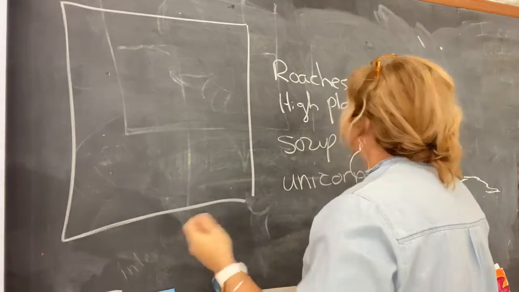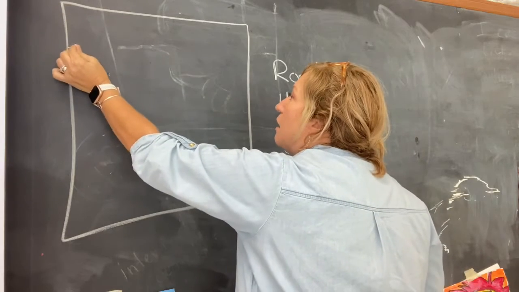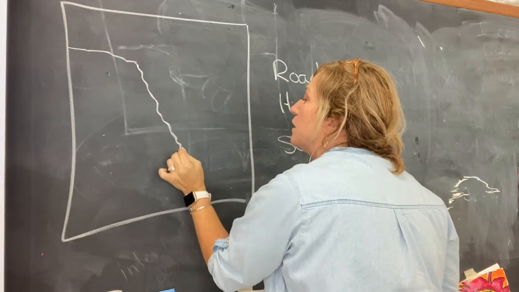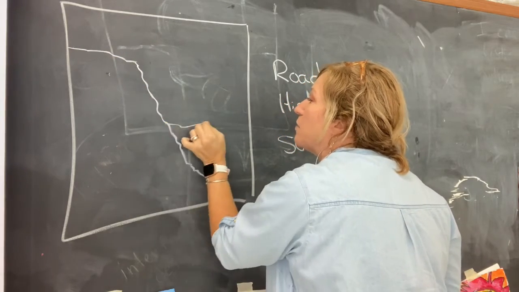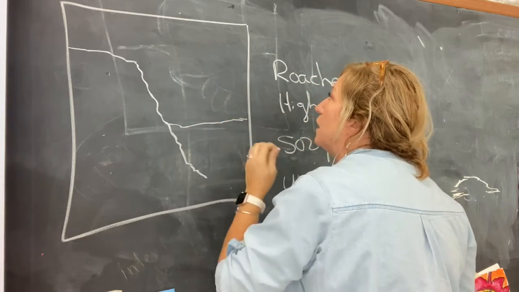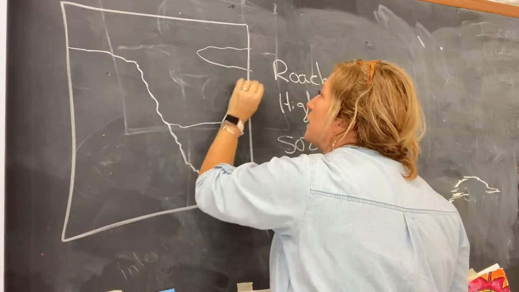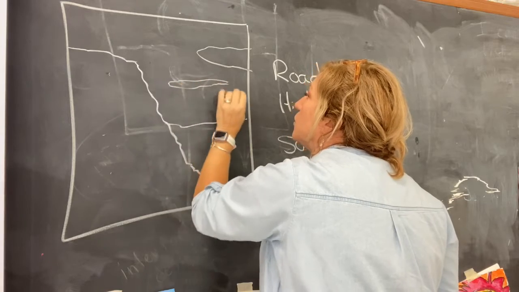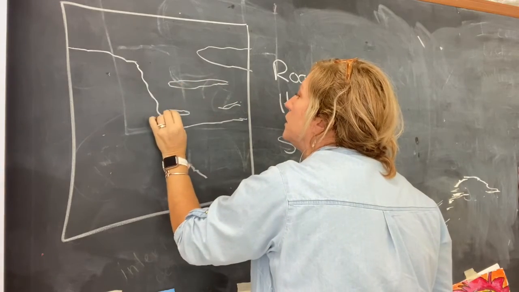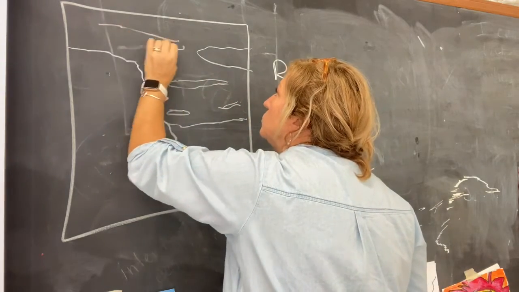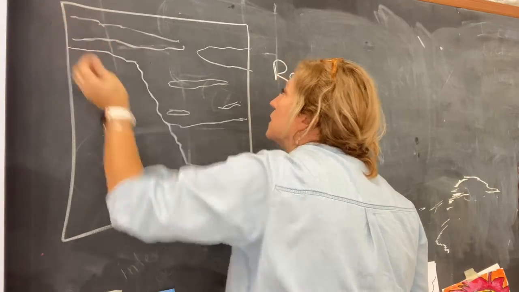All right, so let's see. High places. Let's have a cliff coming off. I've got my horizon line, and there's my clouds going on here. Okay, this cloud going over there.